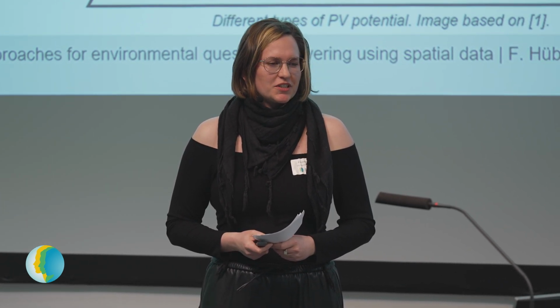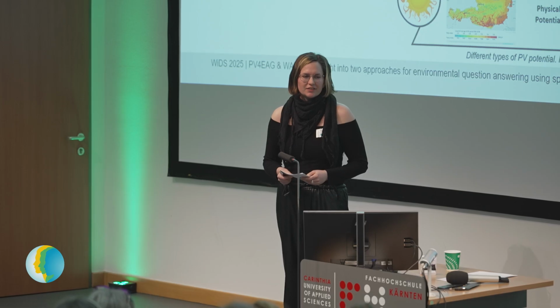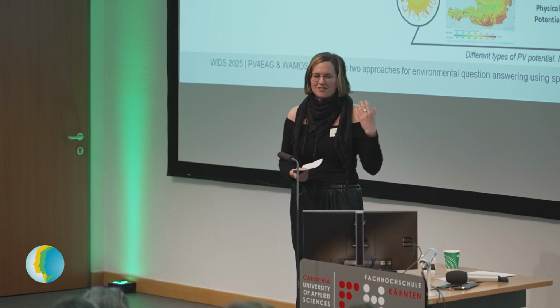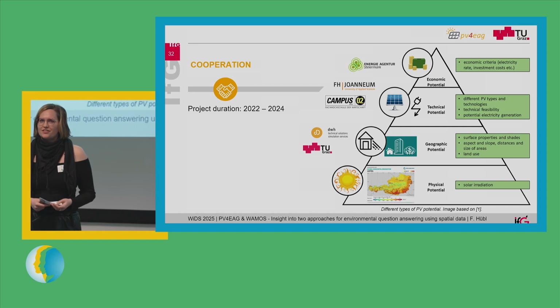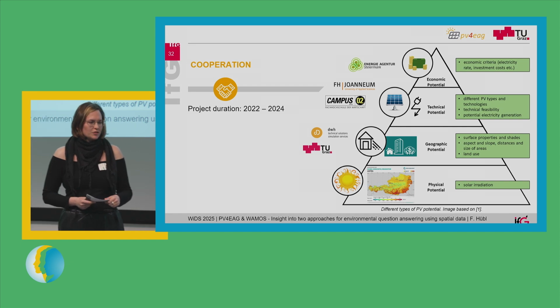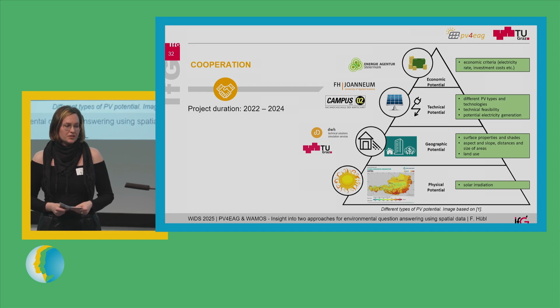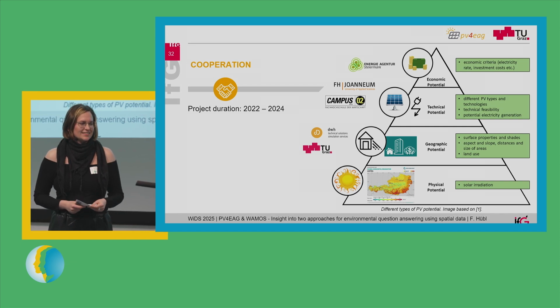So what is photovoltaic potential? There are different types of potential, of course. We have the physical potential. The sun gives us the energy, basically. So we have the solar irradiation. We have the geographical potential, where the location, of course, is the main topic. The surface properties, is it shaded or not? The land use, for example. And then we have the technical potential, and at last, the economic potential, of course.